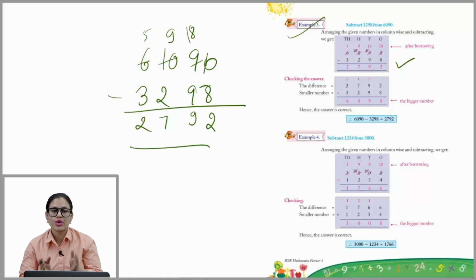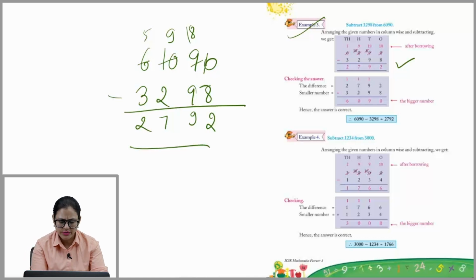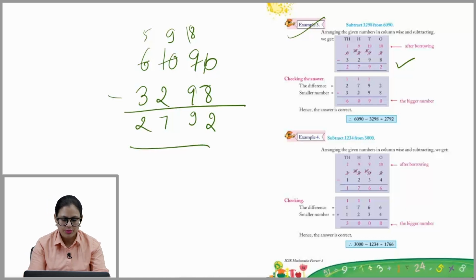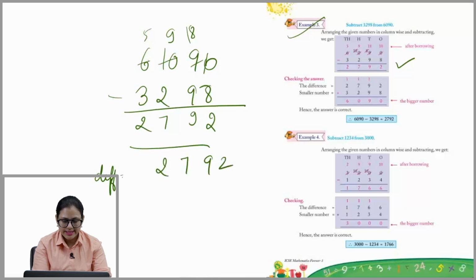Now we have to check our answer. Whenever we subtract two numbers, the answer we get is called the difference. So first we will write the difference. Difference is 2792, and the smaller number, we simply add these two numbers. On adding these two numbers we will get this number, right? Smaller number is 3298. Let's add.